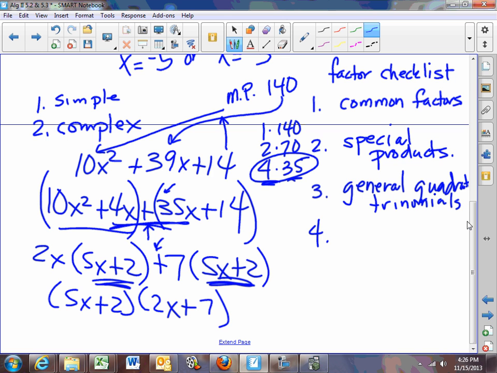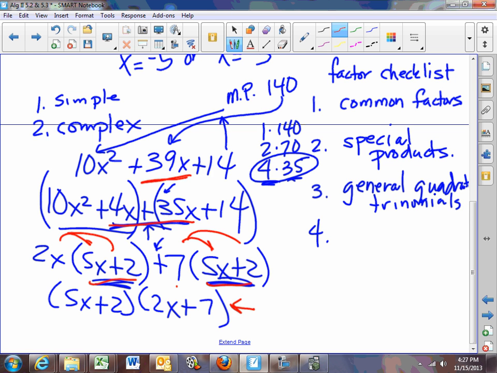Now, if you look at this, this is really a very simple and wonderful thing. If you start with this step right here, if you were foiling, you would distribute the 5x plus 2 over this binomial. In other words, you'd have 5x plus 2 times 2x plus 5x plus 2 times 7. And then you would distribute the 2x to get 10x squared plus 4x, and you distribute the 7 to get 35x plus 14. And then the last step would be to add the 4x and the 35x to get 39x.